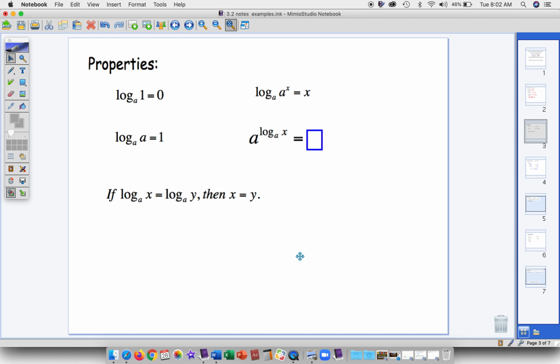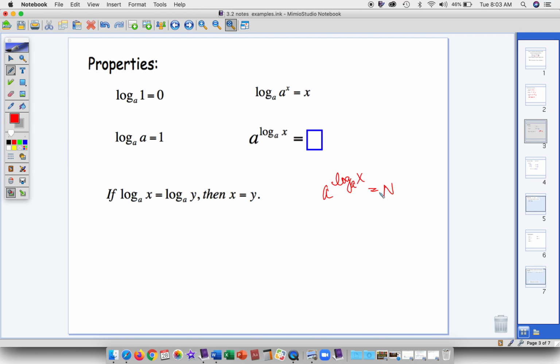Lastly, we have this one. This one looks a little more complicated. It's a raised to, this is the power, log base a of x. So what would that equal? If I take this and I randomly set it equal to another variable, we'll just set it equal to, I'll use a capital N. And if I'm going to solve for N, this is exponential form.